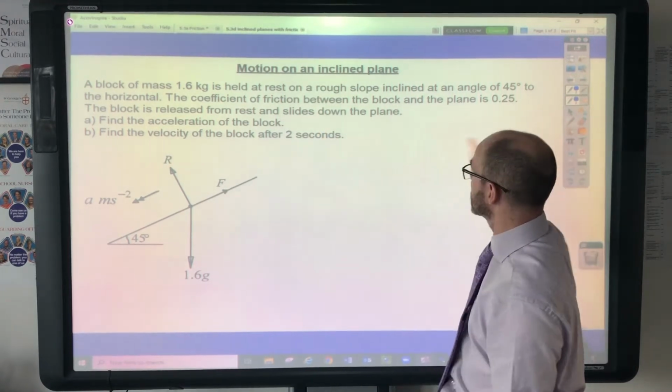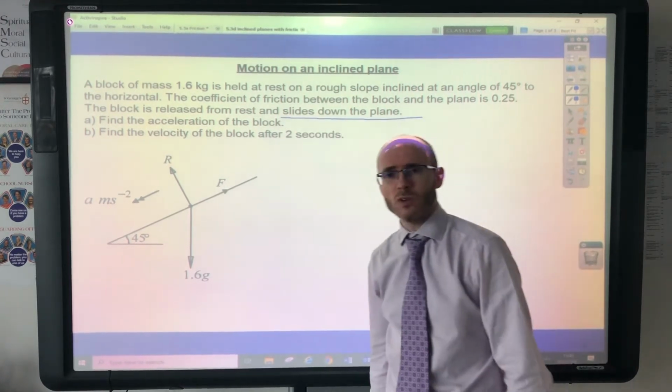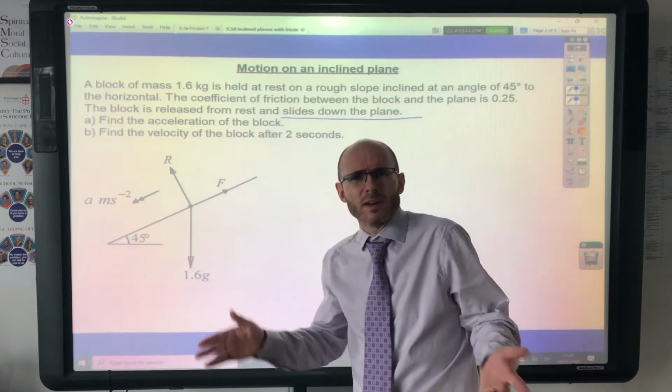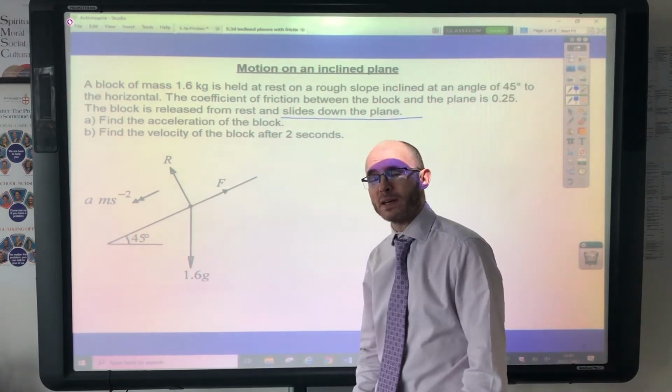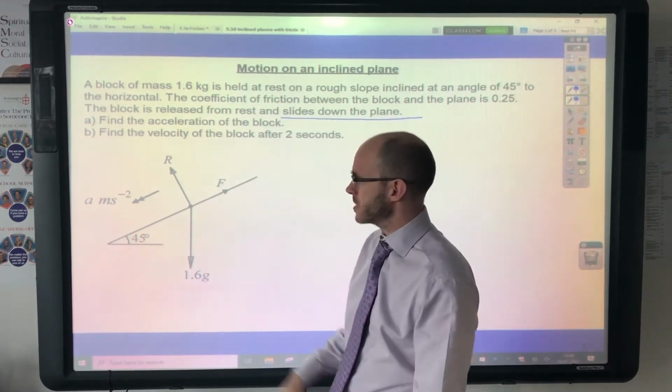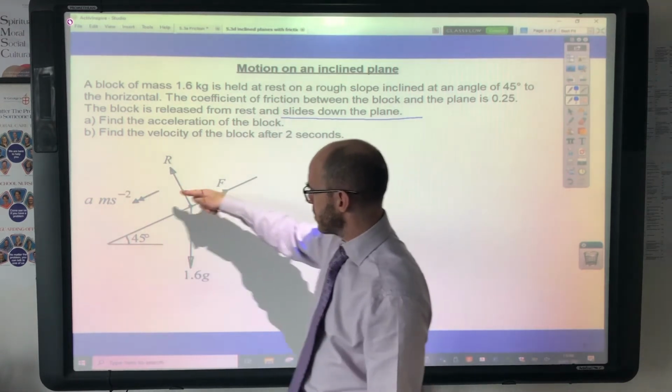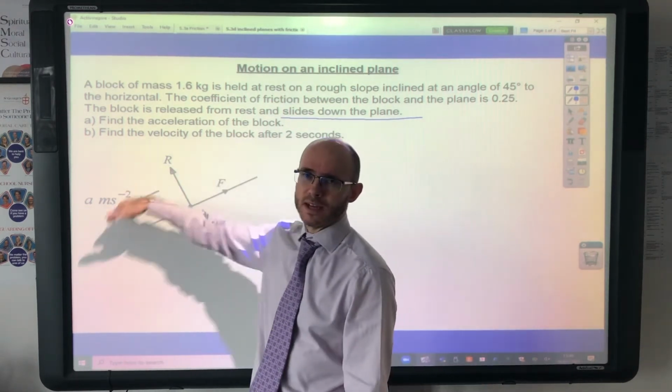Let's highlight that bit, shall we? It's sliding down the plane, and why not? Okay, it's surely going to slide down the plane unless something else is preventing it. Okay, as long as the plane is steep enough. All right. So I've just put an acceleration arrow there to indicate it's sliding down the plane.